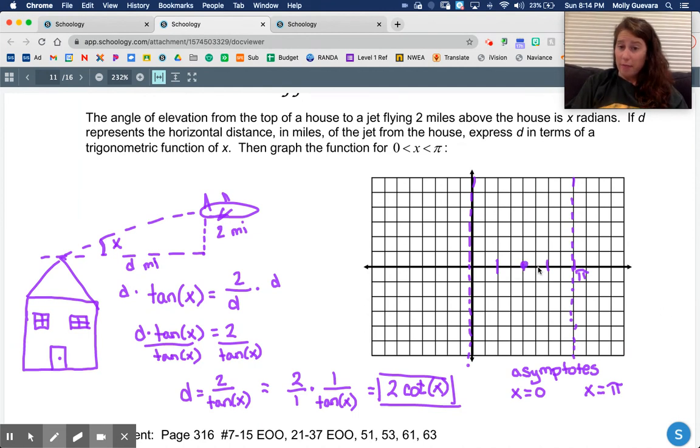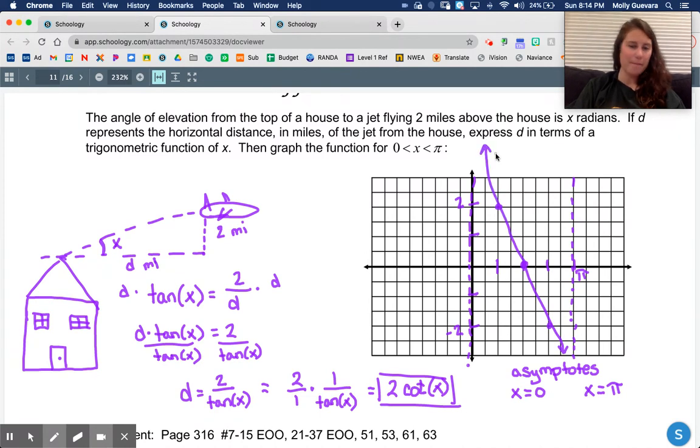I know that halfway in between would be 0. Normally a quarter of the way would be at 1. But here I have a vertical stretch of 2, so we'll go up to 2. And then 3/4 of the way normally would be at -1, but because of that vertical stretch, it's at -2. So I'm just graphing a cotangent, something like that.